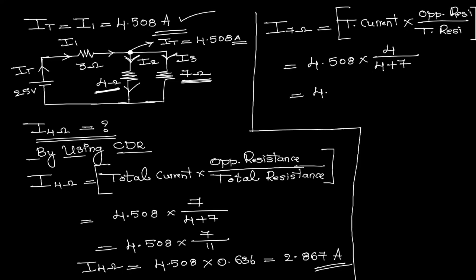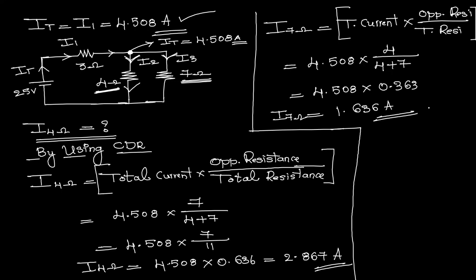Now here 4.508 into 4 divided by 11. 4 divided by 11 gives the value 0.363. Now if you multiply these two values, 0.363 into 4.508, you get the value of 1.636 amperes. Okay, so this is the current flowing in 7 ohms.